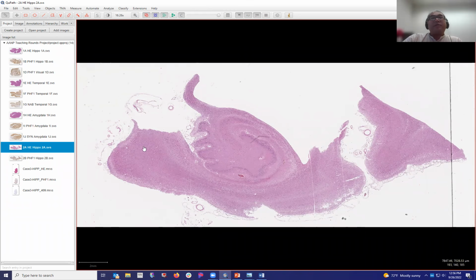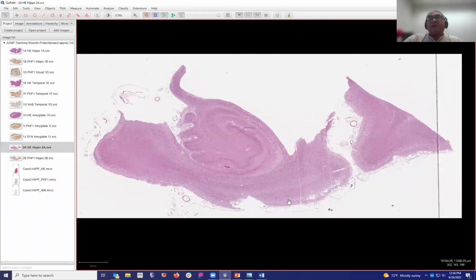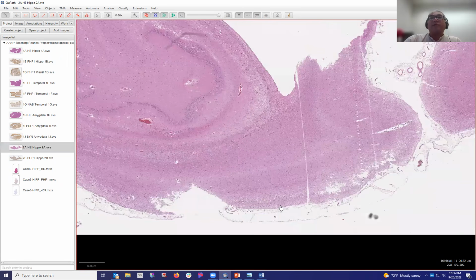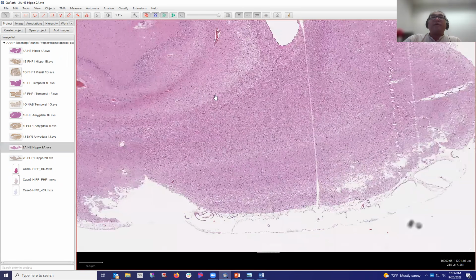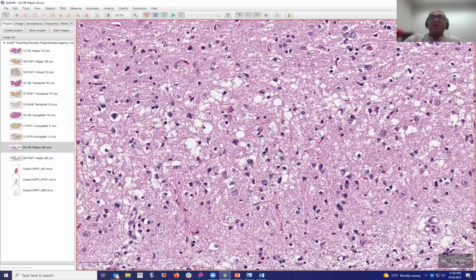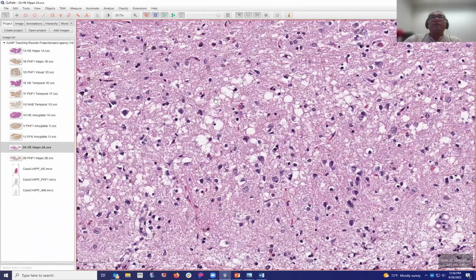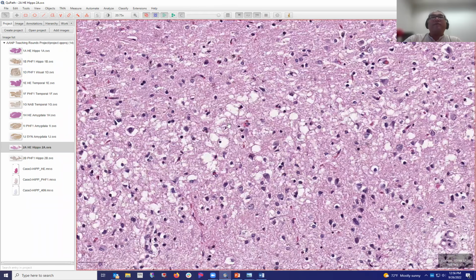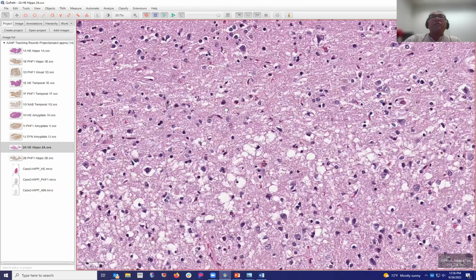This is the hippocampus. You can see, even on low power, how ratty and holey and degenerated the cortex is. If we go in, you have these horrible looking vacuoles. They look different to me than what we see in prion disease. And you have these reactive astrocytes.